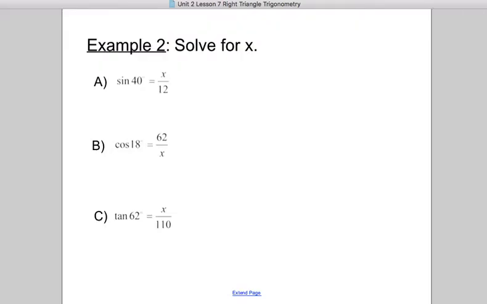Here are just some more practice problems. We're solving for X. If I want to get X by itself, it's currently being divided by 12, so I would multiply both sides by 12. So X equals 12 sine of 40 degrees. If you type that into your calculator and round to 3 decimals, you should get 7.713.